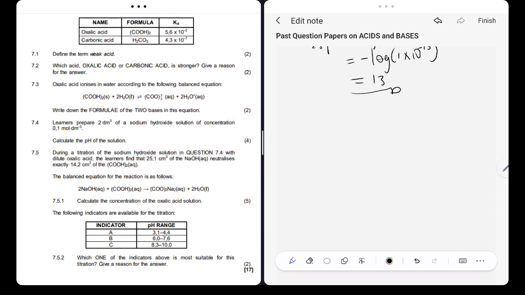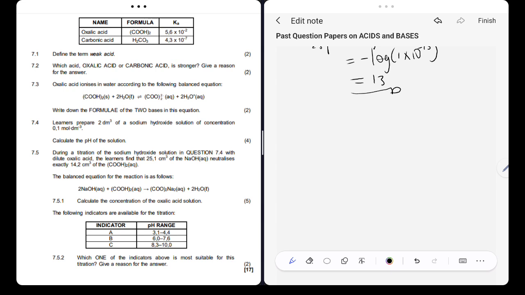Okay. During a titration of the sodium hydroxide solution in question 7.4 with dilute oxalic acid, the learner finds that 25.1 cubic centimeters of sodium hydroxide neutralizes exactly 14.2 of the oxalic acid. The balanced equation for the reaction is as follows. They want us to calculate the concentration of the oxalic acid.